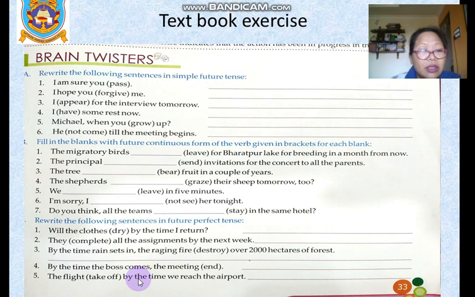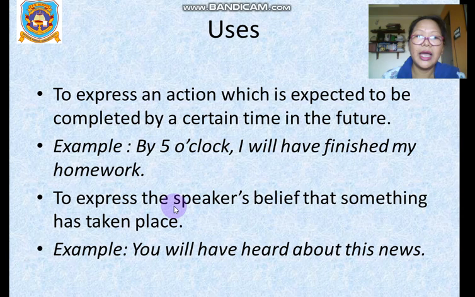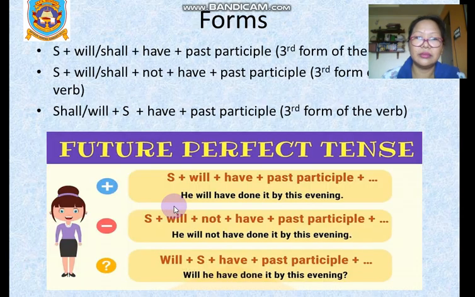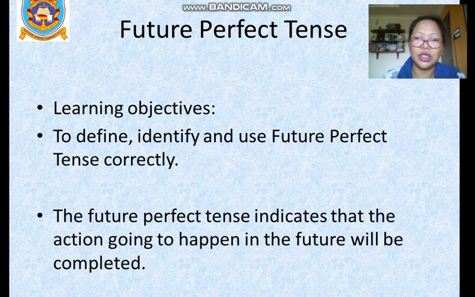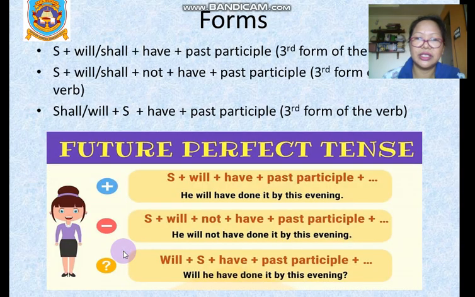Okay, now there are two more sentences in this third exercise. Please do it yourself. So complete these three exercises in your notebook. Also write the learning objective, definition of future perfect tense, and how future perfect tense sentences are formed in positive, negative, and interrogative sentences.